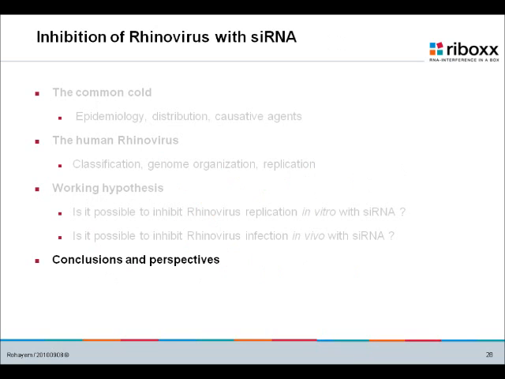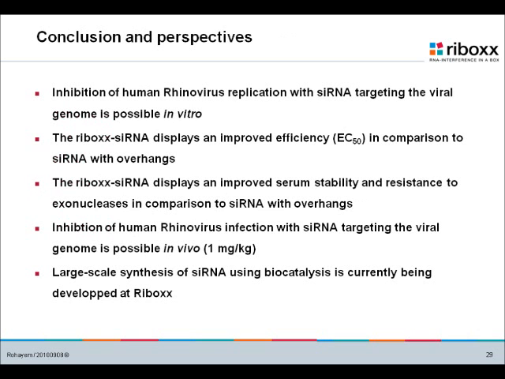So as a conclusion, I hope that I'm on time. It's possible to target the human rhinovirus genome and to inhibit its replication in vitro and in vivo. And thanks to a new design, a real innovation, I must say, that we have patented, in the synthesis using biocatalysis, we get this new riboxx design with a GC clamp at the end that is highly efficient and is resistant to serum RNases and endonucleases.